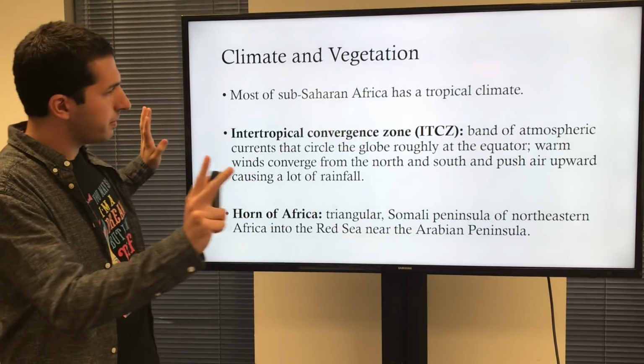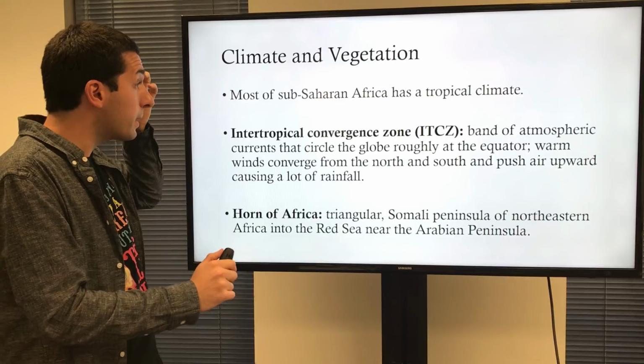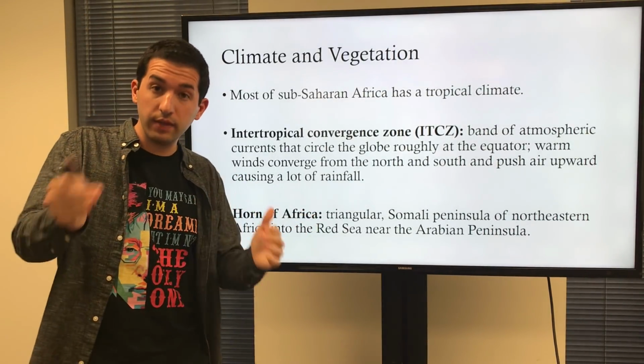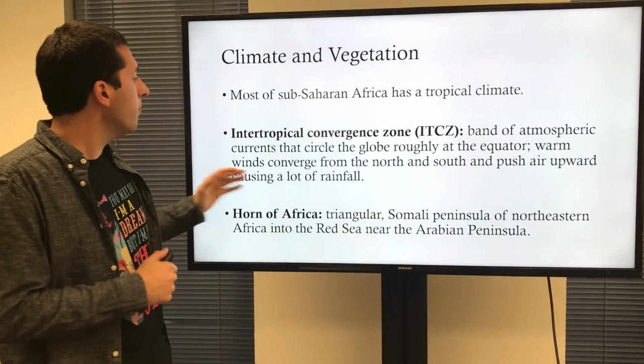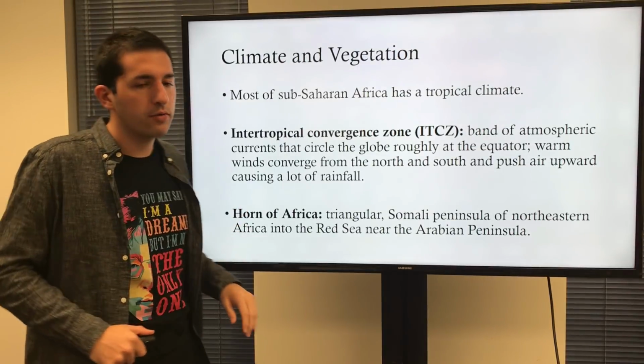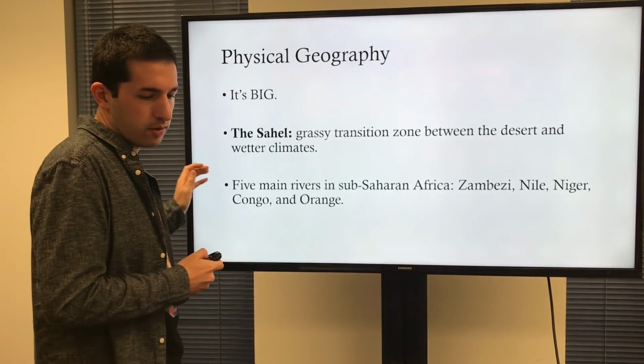This was that, okay, to put it into its formalities: a band of atmospheric currents that circle the globe, roughly at the equator. Warm winds converge from the north and south and push air upward, causing a lot of rainfall. So that's exactly, here we're gonna shake things up.